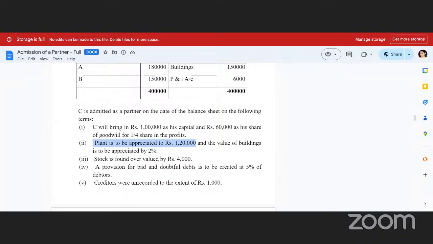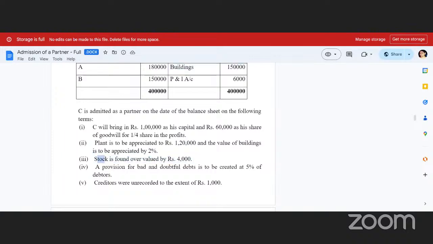20,000. Very good. And buildings, 3,000, increased or decreased? Increased, ma'am. How much? 3,000. That's good. 2% on the stock? 2% of 1,50,000 is 3,000. Yes, very good.